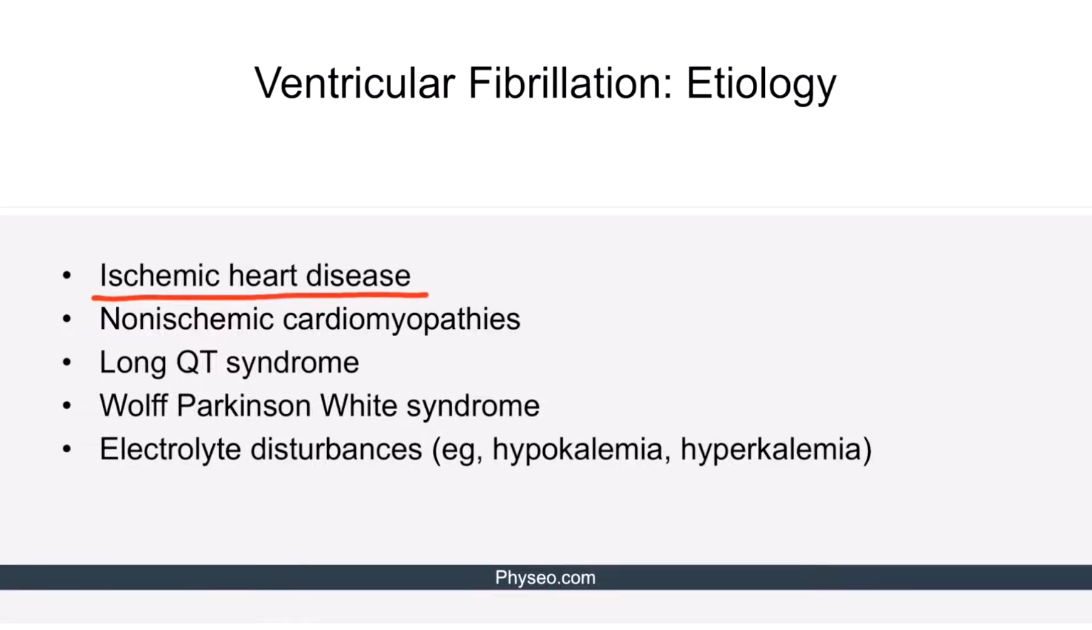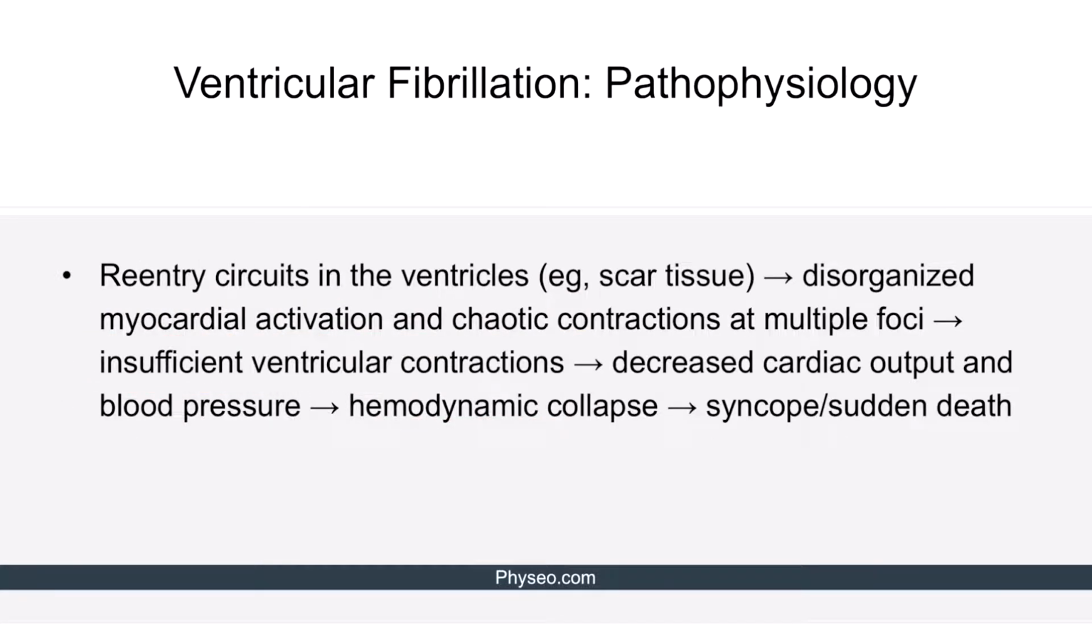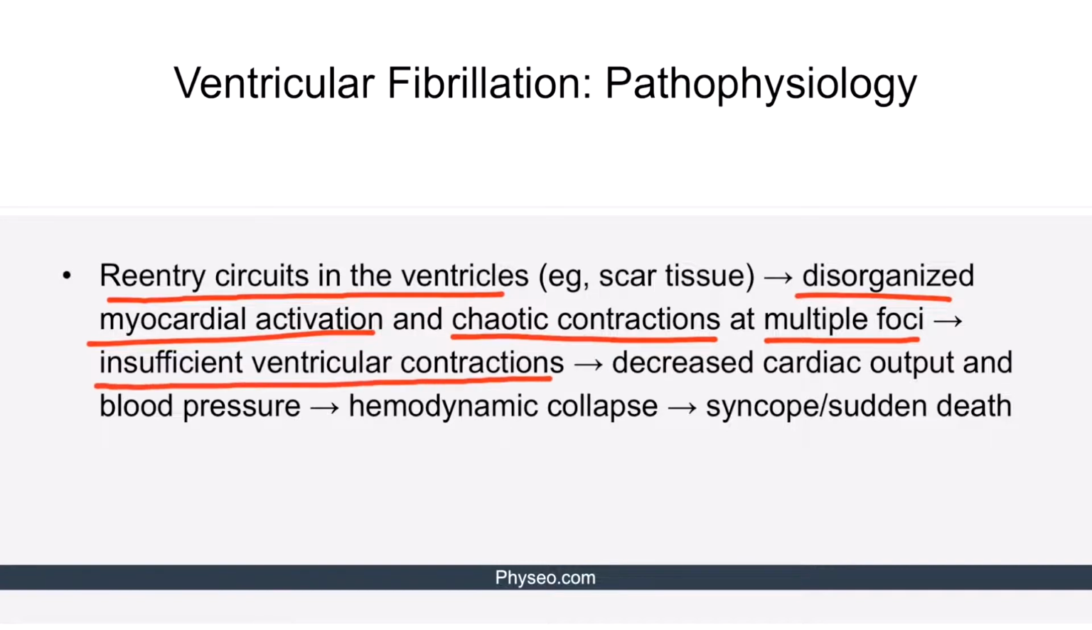Other causes that can precipitate VF include non-ischemic cardiomyopathies, long QT syndrome, Wolff-Parkinson-White syndrome, and electrolyte disturbances like hypo and hyperkalemia. Let's talk about the pathophysiology. In ventricular fibrillation, there are re-entry circuits that can result from the presence of a scar tissue after an ischemic heart disease. The abnormal conduction due to these circuits leads to disorganized myocardial activation and chaotic contractions at multiple foci. This is characterized by fibrillatory contractions of the ventricles, which are inadequate to maintain a normal cardiac output. This eventually causes hemodynamic collapse, which in turn leads to syncope or sudden death.